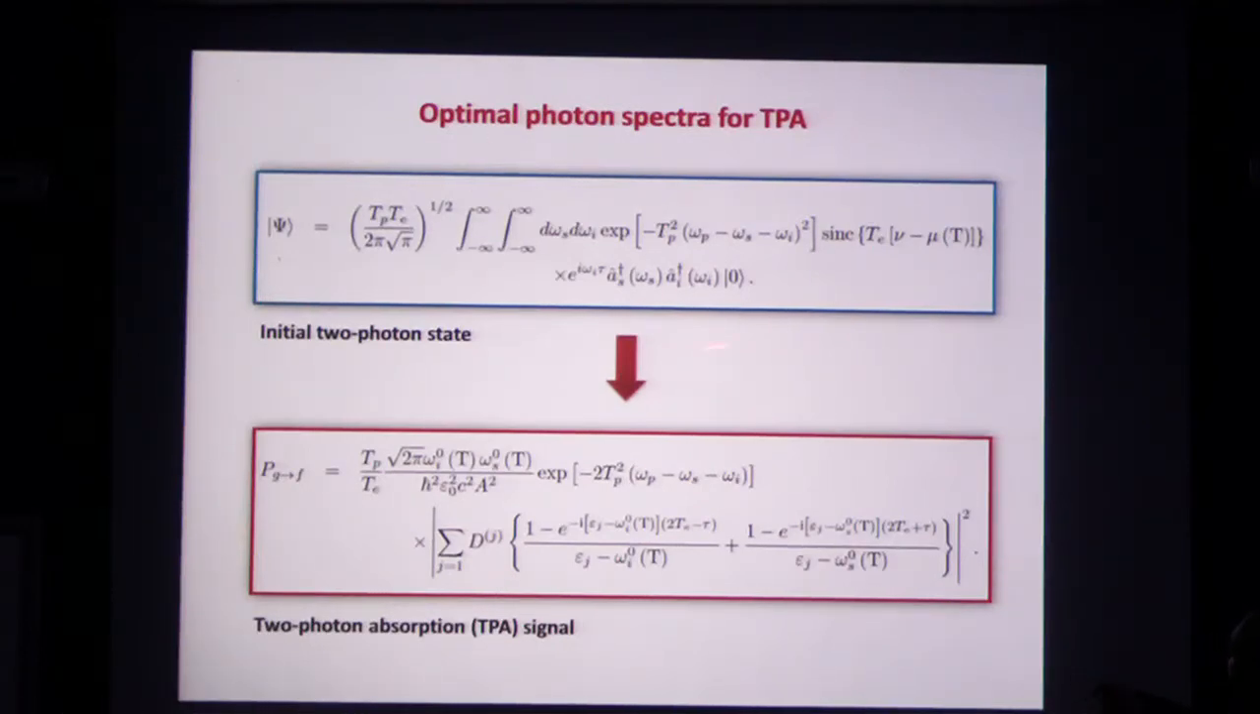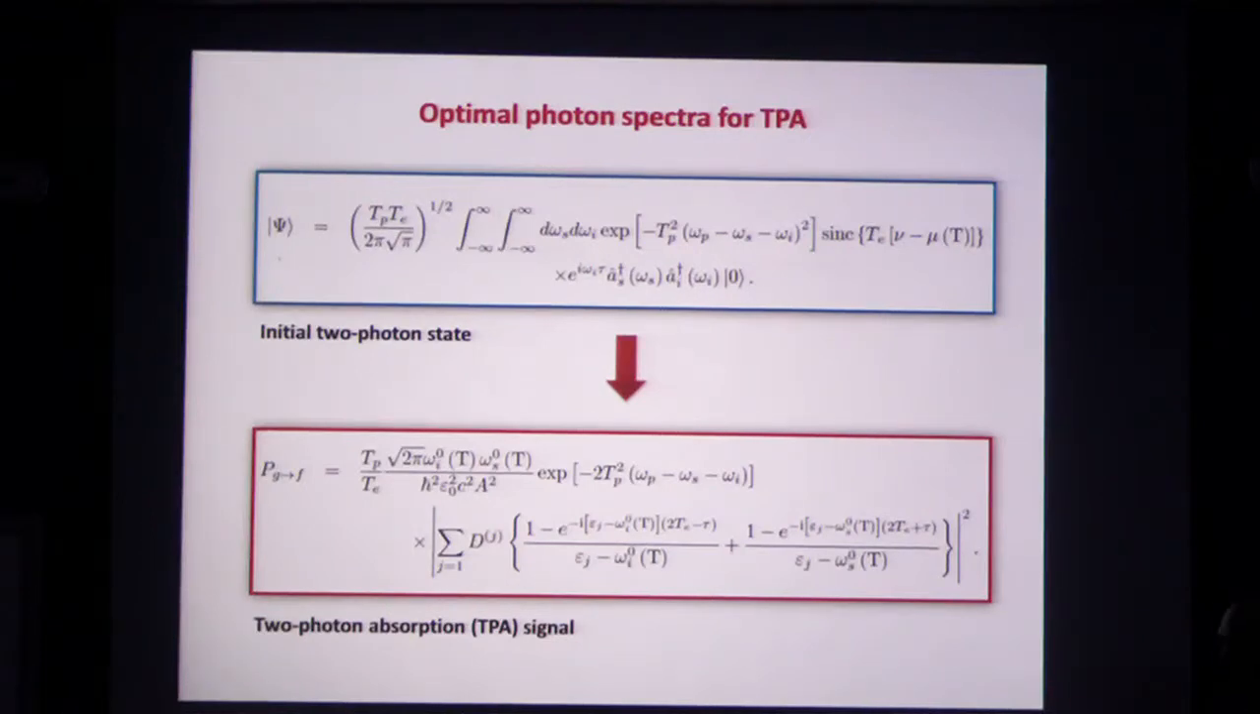So now that we have this state, we look at this probability of going from the ground state to the final state. It looks messy, but what I want you to look at is this ratio, TP divided by TE. So this is the duration of the pump and the duration, or this correlation time. What this ratio is telling us is that the signal, or the probability of absorbing the two photons, will be enhanced if TP is much larger than TE.